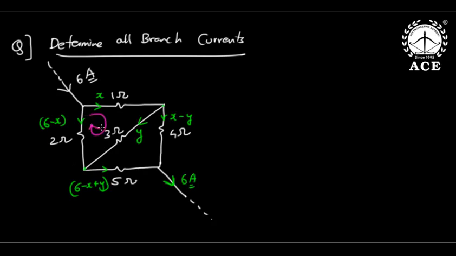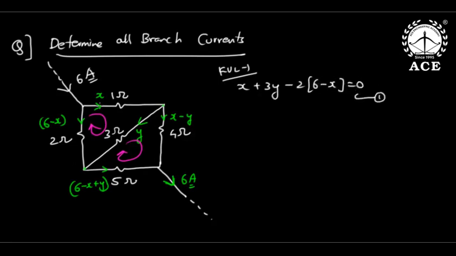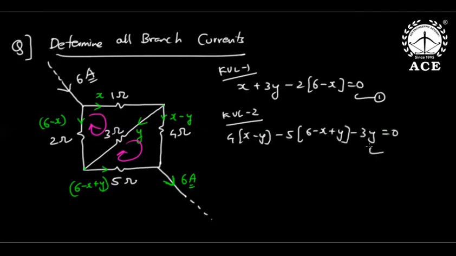Now happily I can write KVL here, because 2 unknowns, 2 KVL. KVL 1: 1 into x plus 3 into y minus 2 into (6 minus x) is 0. Now KVL 2: 4 into (x minus y), minus 5 into (6 minus x plus y), minus 3y equal to 0.